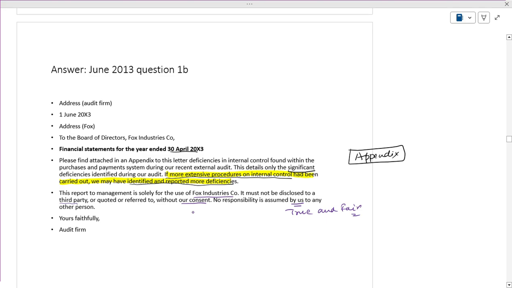Confidentiality will come here. It is not to be disclosed; when it is not to be disclosed, it is confidential. Without our consent means you have to take the consent. And we are not taking any responsibility. True and fair. Your firm, the audit firm.